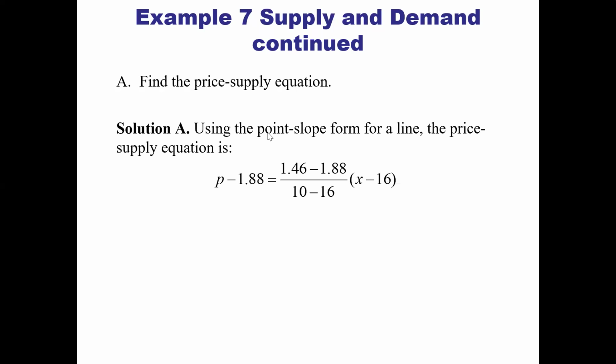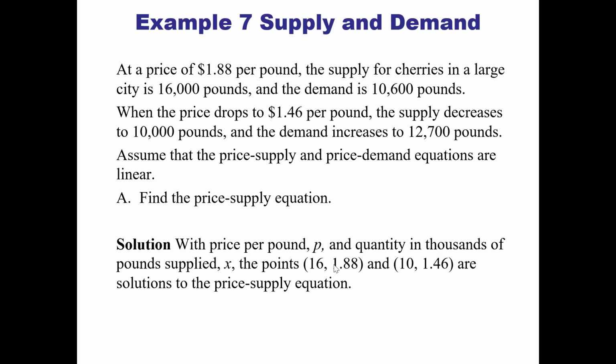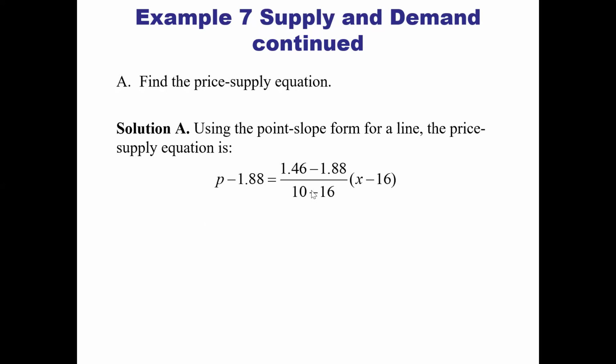If we use the point slope form for a line, the price supply equation is going to be what? Well, it's P minus 1.88, and then we take our change in Y over our change in X, times X minus our other point. We're just using our points and all the values from up here. Now that simplifies to P = 0.07x + 0.76, and that's for the price supply.